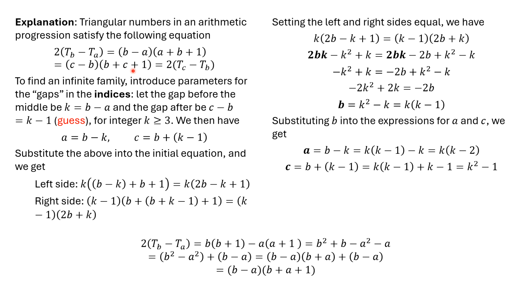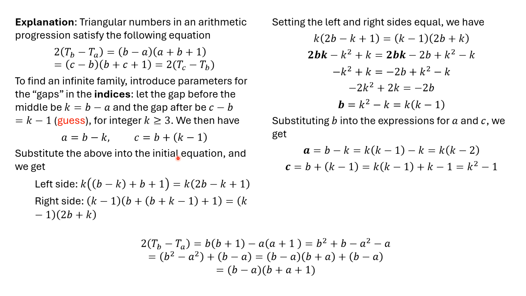So on the left side, we have b minus a, which is k, right? k is b minus a. And then you have a, which is b minus k, plus b plus 1. And then you can just expand this out or cancel out things. So you get 2b minus k plus 1. Then the k carries over.